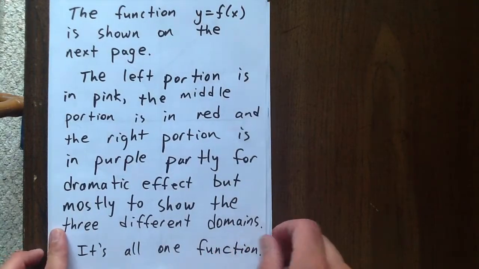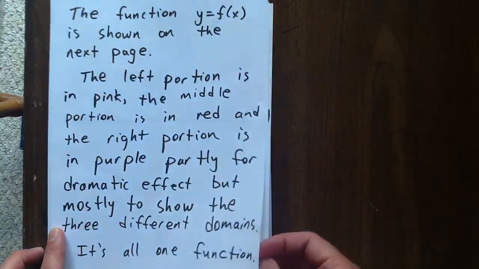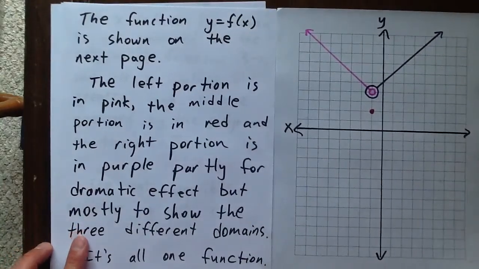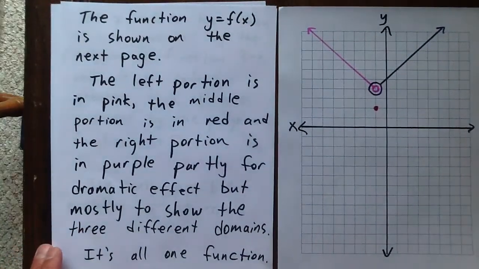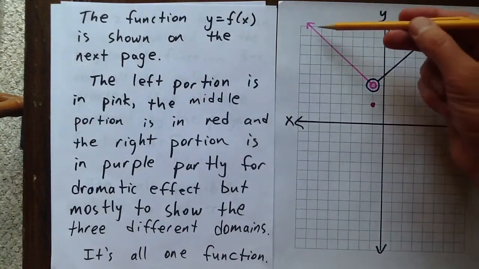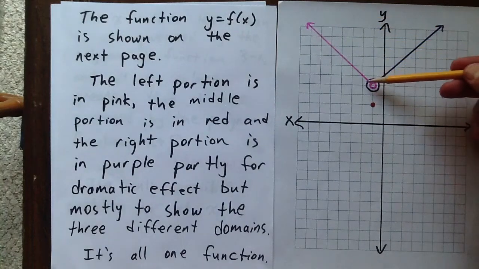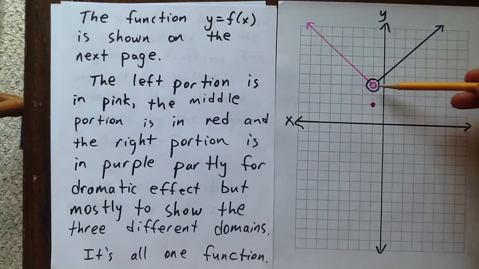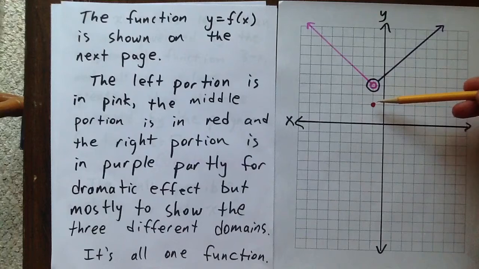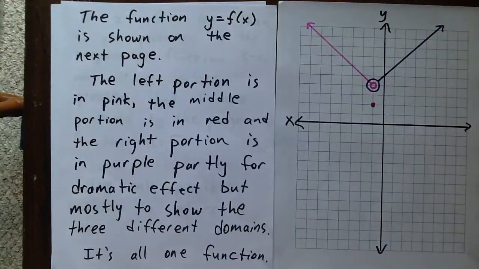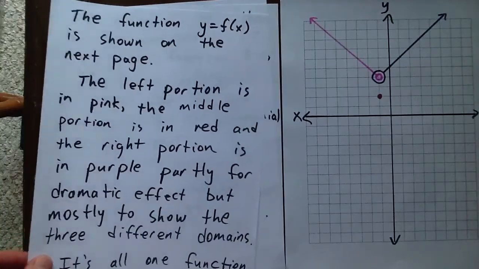Well, the function is shown on the next page here, and since there are three different rules, we use three different colors. We do that for dramatic effect. Obviously, you don't have to do that. But you see that when x is less than -1, we have one rule as shown in pink. When x is greater than -1, we have a second rule as shown in purple. And when x equals -1, f at x is equal to 2, and that's shown in red. Okay, but remember, it's all one function.